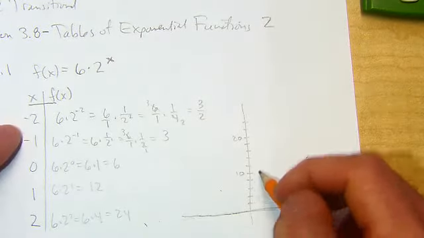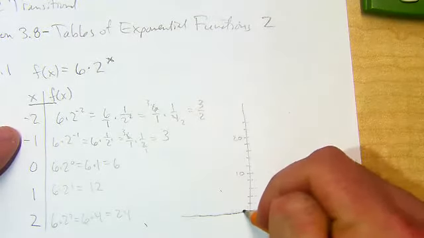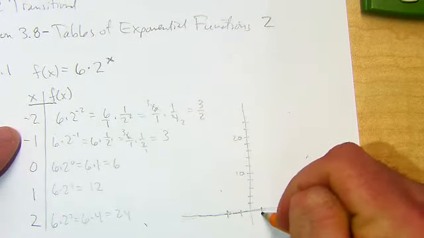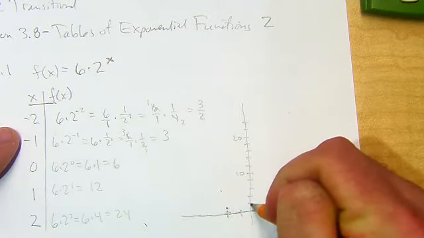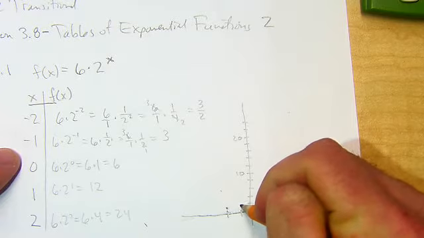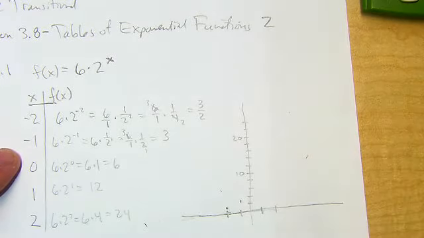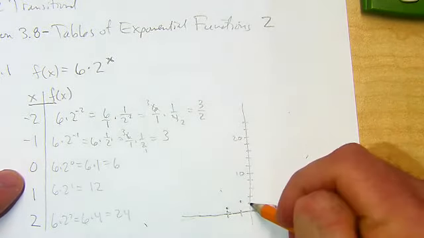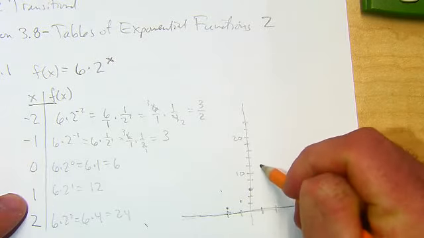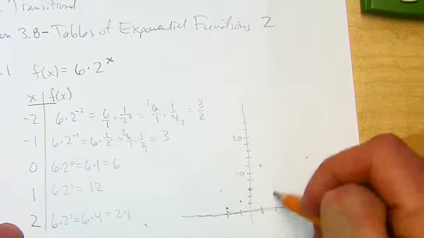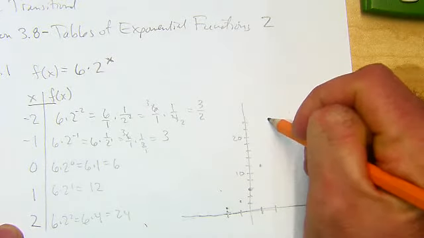Okay, so at -2, we're at 3 over 2, which is just 1.5. So it's like maybe here, you know, a little below the 2. At -1, I'm up at 3, which is here. Remember, I counted by 2s. At 0, I'm up at 6, 2, 4, 6. At 1, I'm way up at 12. And at 2, I'm up at 24, way up at the top here.